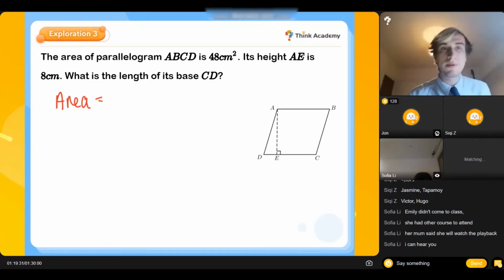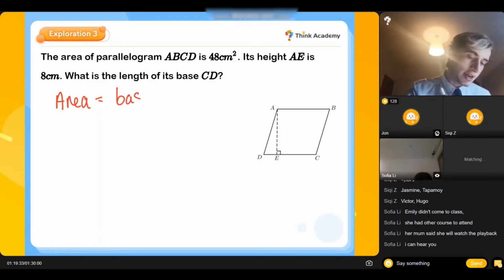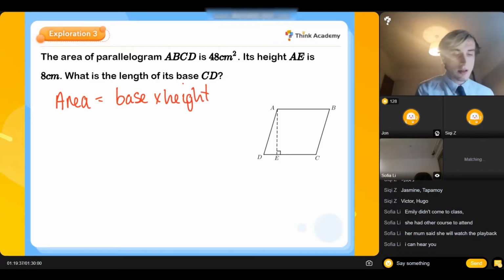Area, we used multiplication and we did base times height. So if we want to work backwards and they want to know the length of CD, we need to use division. We're going to use the inverse. But first, always fill out your diagram.